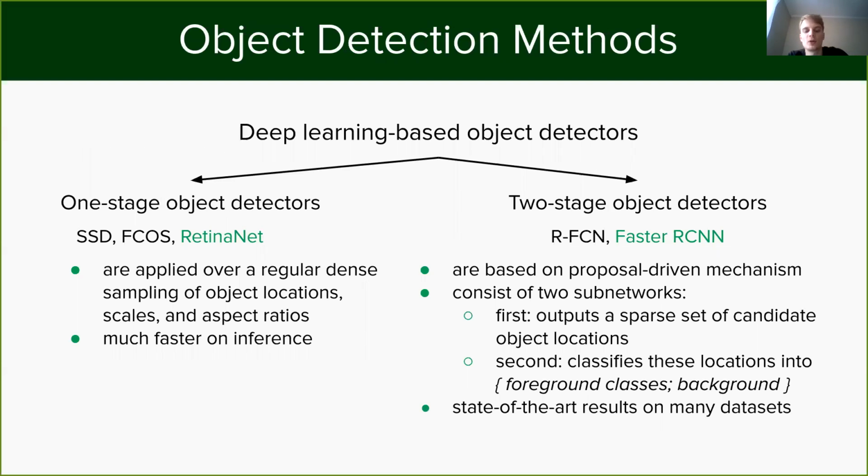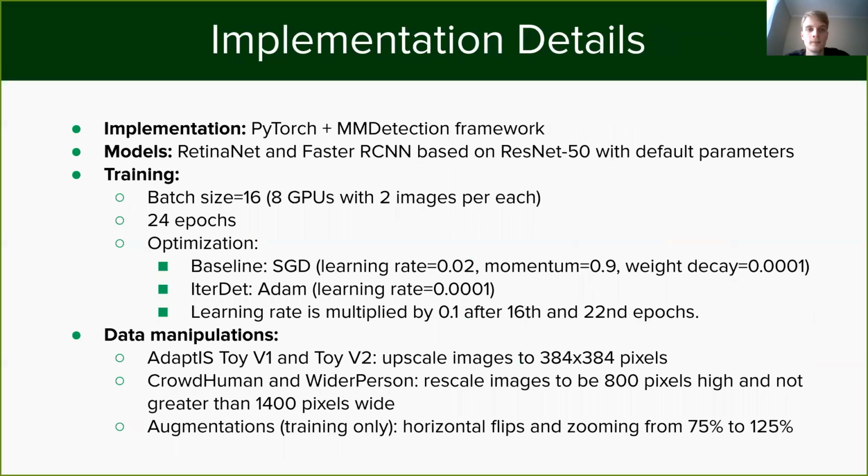Here we briefly cover object detection methods, as our scheme is just a small modification upon any learning-based detectors, which can be divided into one-stage and two-stage. From these two sets, as an example, for our baselines, we use RetinaNet and Faster R-CNN. Our implementation is based on PyTorch plus the MMDetection framework and is available on GitHub.